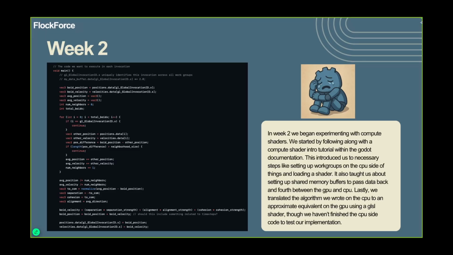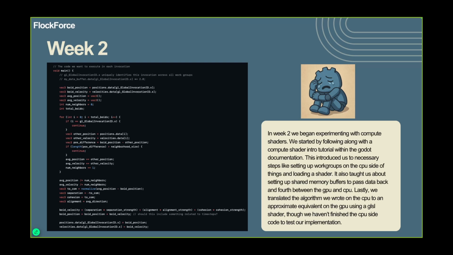So moving on to week two. The first thing that we had to do was figure out how we were going to use compute shaders, how we could interface with them using the Godot game engine, and also what we were going to have access to in terms of sharing information between the CPU and the GPU. The first thing we did was follow a tutorial given in the Godot documentation, to see how you set things up, how you link a compute shader to a CPU work cycle and start giving it tasks.